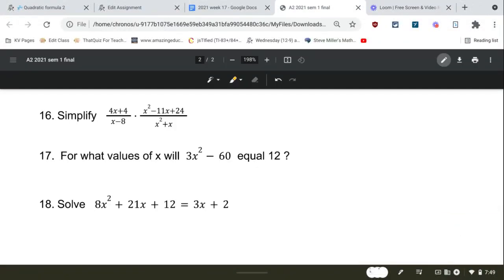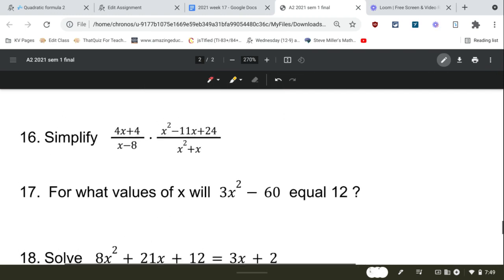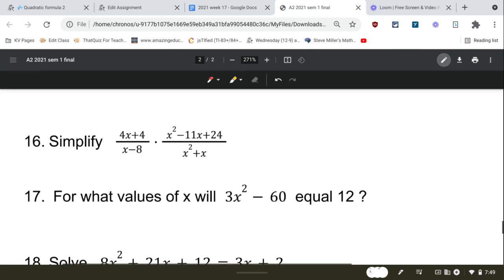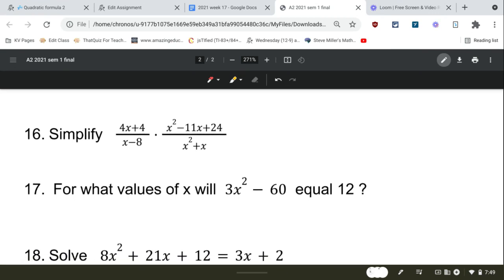All right, so for number 16, in order to simplify the rational expression there, we're going to have to start by writing each of those in factored form, because you can only cancel like factors. This 4x plus 4, they have a 4 in common, so I'll factor out a 4. So it becomes a 4 and then an x plus 1. X minus 8 will not factor.